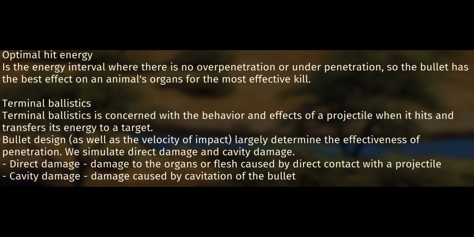The second part of this is optimal hit energy. It's the energy interval where there's no overpenetration or underpenetration, so the bullet has the best effect on the animal's organs for the most effective kill. The problem with this game is that overpenetration or underpenetration doesn't make a difference because of the way they disperse the energy when it gets hit. It makes no difference.